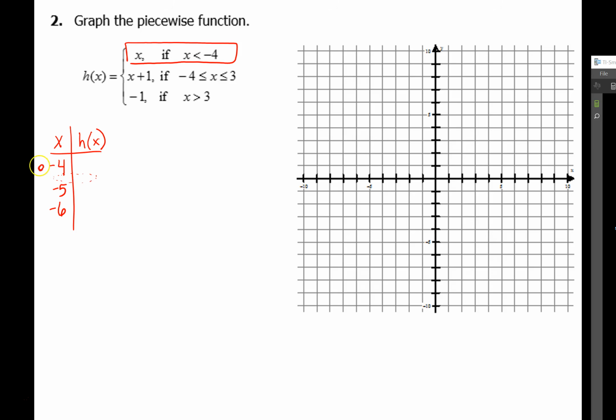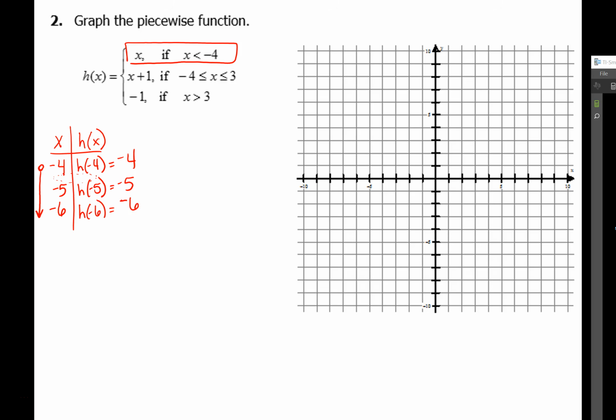By putting an open dot and then a straight line coming out of it, going through these other ordered pairs, it will take care of that. All right, so let's look at this. The function says that it just gives me back x for all of these. So that means h of -4 is going to be -4, h of -5 is going to be -5, and h of -6 is going to be -6.